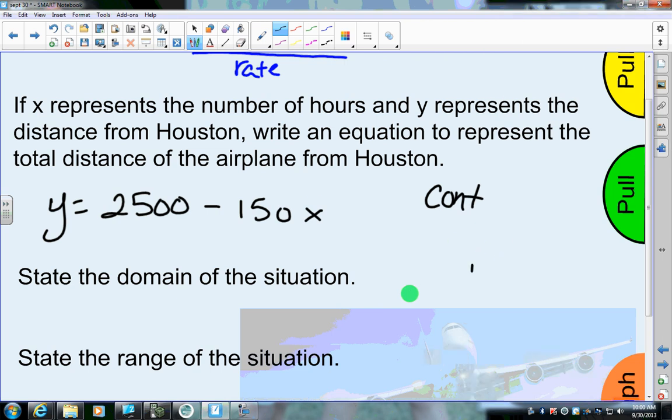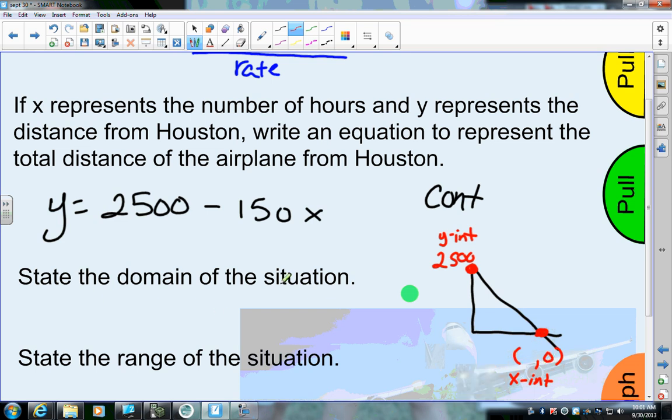On a graph, when the line's going like this, the point up here, the y-intercept, the constant up here, this is your 2,500. That's your starting point. It's where it crosses the y-axis. Down here, this is some number and 0. This x-intercept, where it crosses your x-axis, this is when the plane gets to Houston. So when they ask you what does the x-intercept mean, it means this is where the plane gets to Houston.